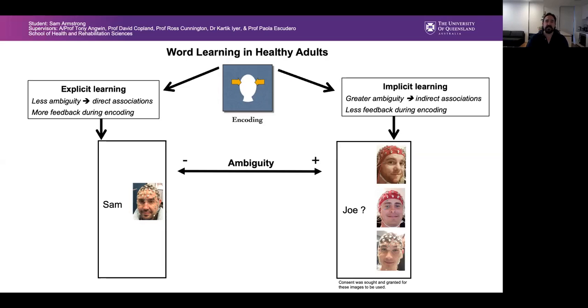Evidence indicates that explicit and implicit forms of learning involve differential allocation of information into separate and meaningful systems. In conceptual terms, explicit and implicit learning can be thought of as being at opposite ends of the same spectrum. On one end, we have explicit learning, which is depicted by the direct association between my name and my face. Explicit learning typically involves less ambiguity between items, which provides greater feedback to the learner during encoding. In contrast, on the other end of the spectrum, we have implicit learning, which is more ambiguous and provides less feedback to learners.